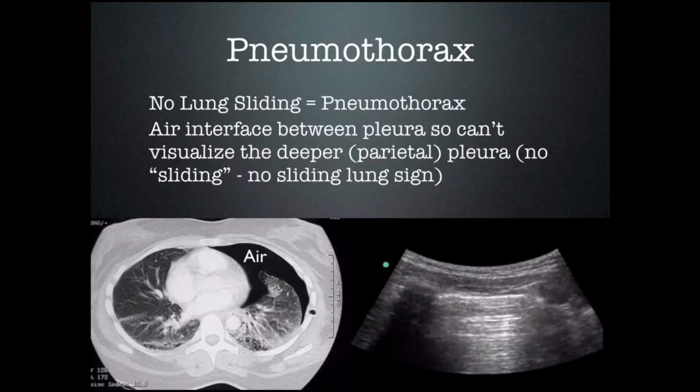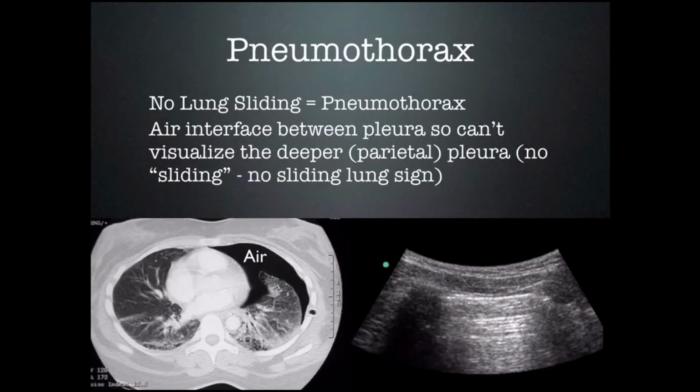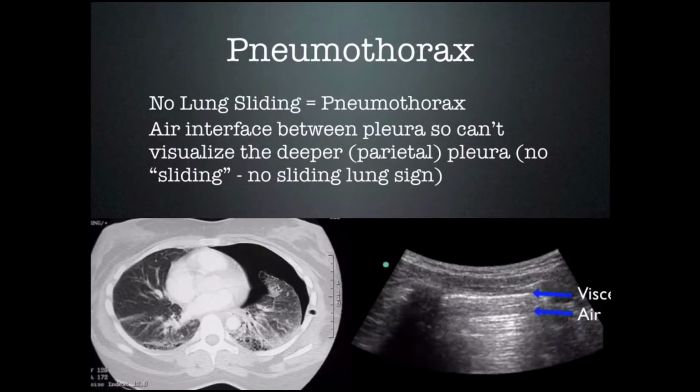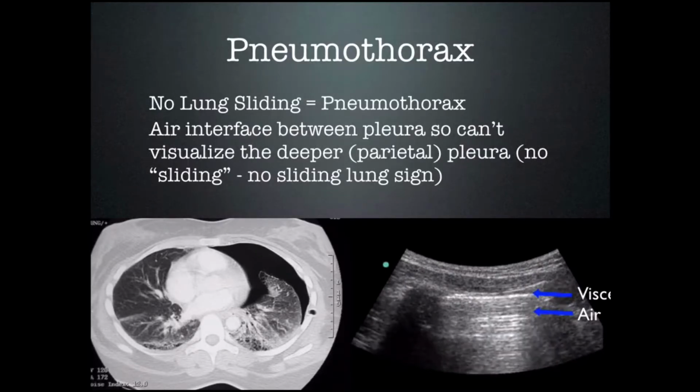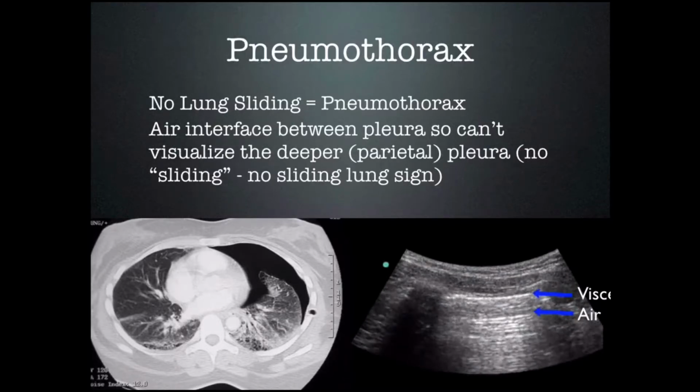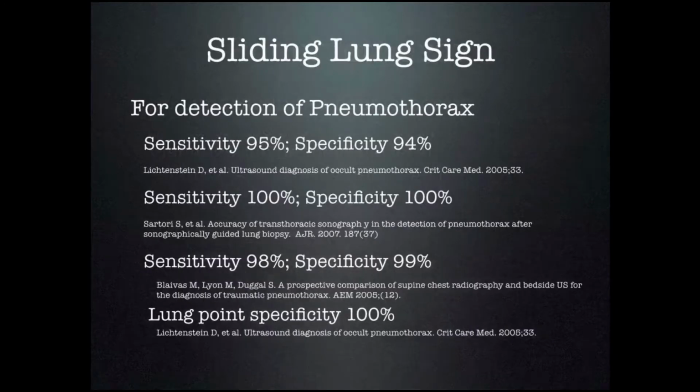So as seen on the CT here, if we scan through the pneumothorax, we see the parietal pleura, then the air interface. Therefore, we only see one pleural line. Since we only see one pleural line, we cannot see the sliding of the visceral and the parietal pleura one against each other. The sliding lung sign is fairly specific and sensitive for pneumothorax. Several studies have shown it to be between 95 and 100% sensitive and up to 100% specific. If you add something called the lung point, the specificity goes to 100%. We'll talk about that in just a second.